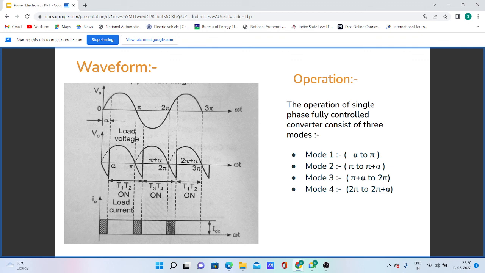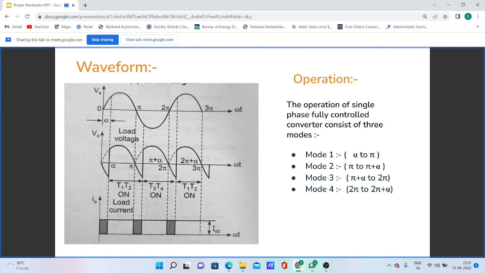Now for mode 4, which is from 2 pi to 2 pi plus alpha, at the instant omega t equals 2 pi radians, the input voltage goes through 0. After 2 pi, it becomes positive. That is, during the positive half cycle of AC input, the conducting thyristors T3 and T4 try to turn off. The inductive load will oppose any change in current through it. In order to maintain the load current constant and in the same direction, a self-induced voltage appears across the load. This keeps the conducting thyristors T3 and T4 forward biased.